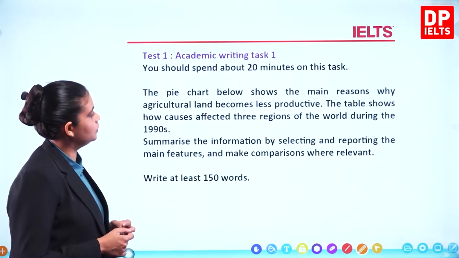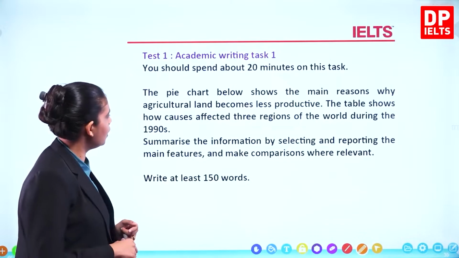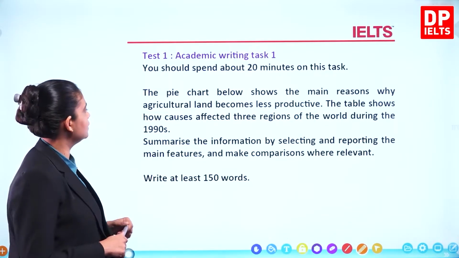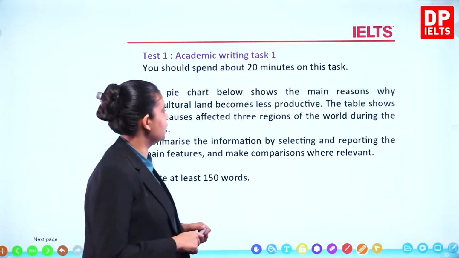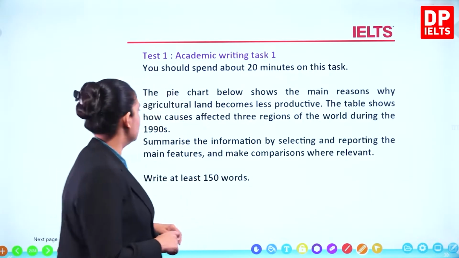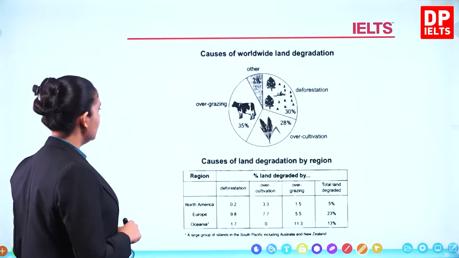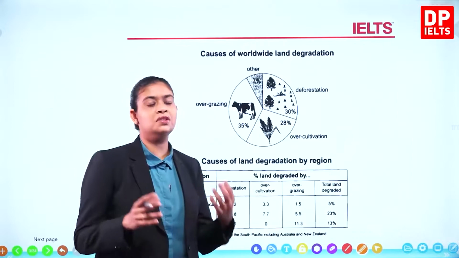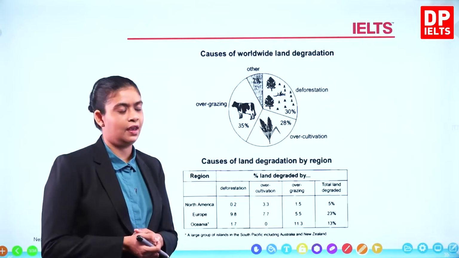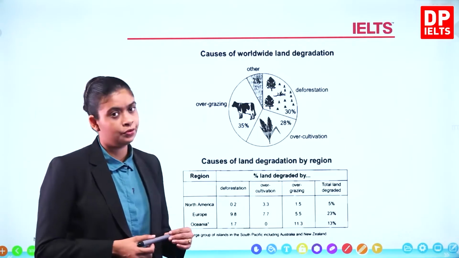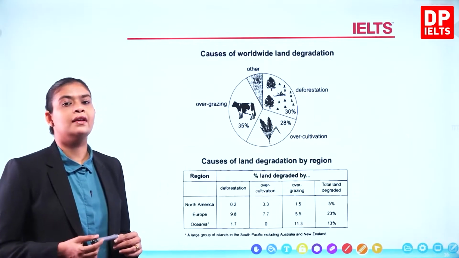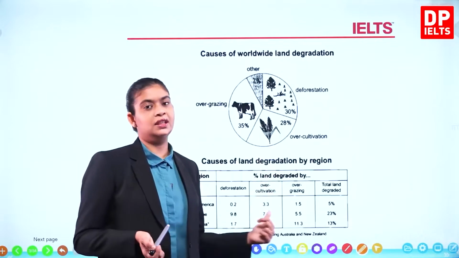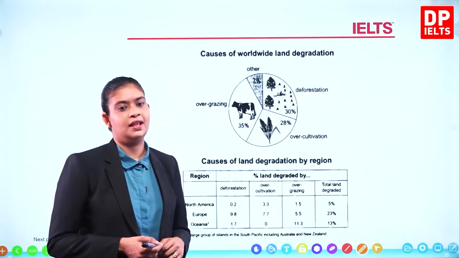The pie chart below shows the main reasons why agricultural land becomes less productive, and the tables show how causes affected 3 regions in the world during the 1990s. If you can remember this as well, we did it when we were doing 2 different types of tasks. So if you haven't gone through that video, please go back and refer to the video for a good sample answer, because we did this question in that lesson.